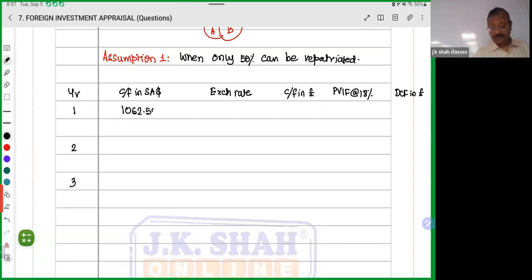1062.5. Why? Only 50% of the profits can be distributed. And of that 50% also, only 50% is mine. I have only a 50% stake, no?